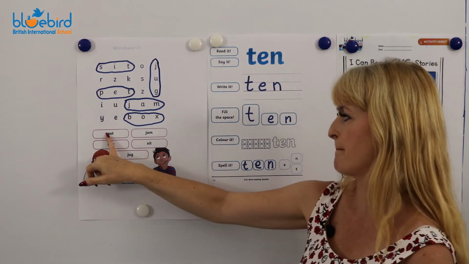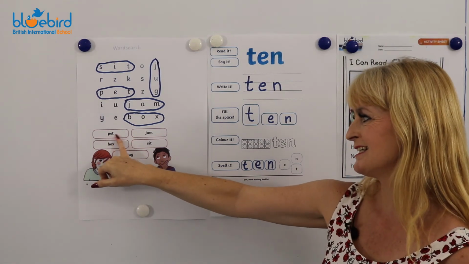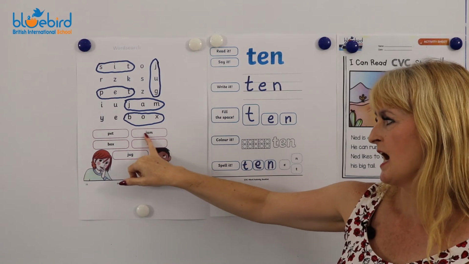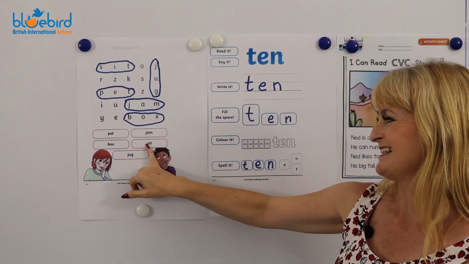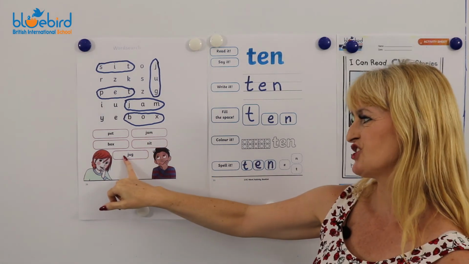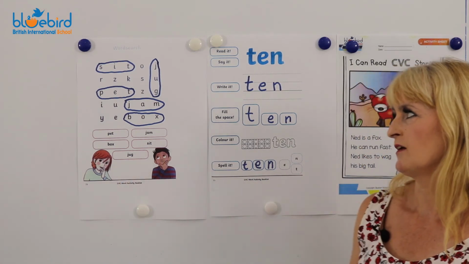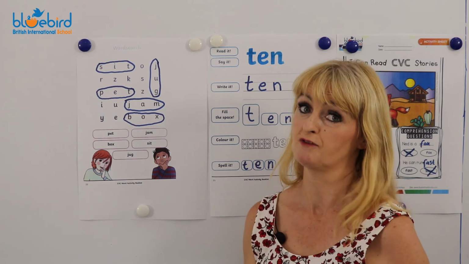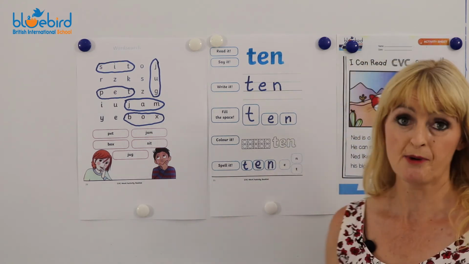So we have found pet, box, jam, sit, and jug. Wow, super. I bet you found them even before I did them because you're so good. We've done them before. Okay, perfect.